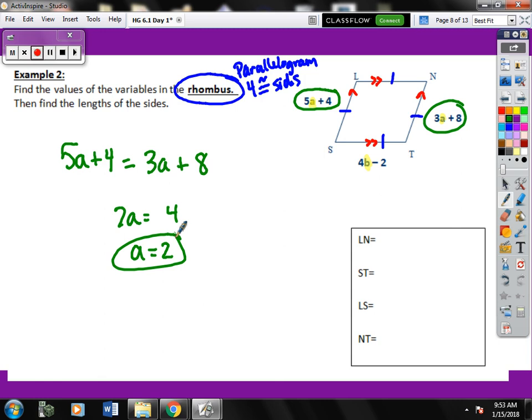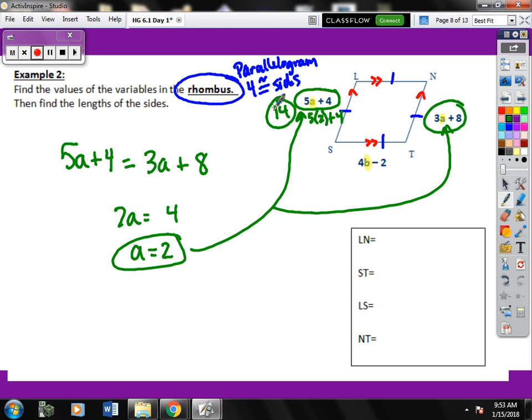Now they did ask us to find not just the values of variables, that's one part of it, but also the side lengths. So you want to take A and plug it back in. Both of those places we should get the same number, hopefully. So 5 times 2 is 10, plus 4 is 14. And 3 times 2 is 6, plus 8 equals 14. So that's SL, or LS is 14, and NT is 14. They didn't tell us units, so I'll just put units. Obviously the other two should be 14, but you still have to figure out what B is, because it wants us to find the values of the variable.